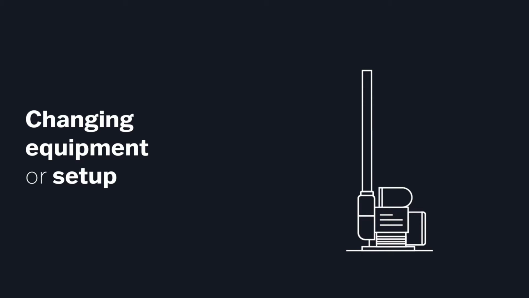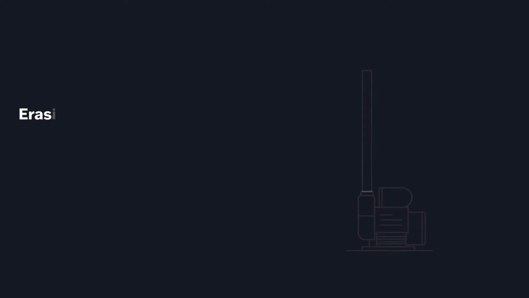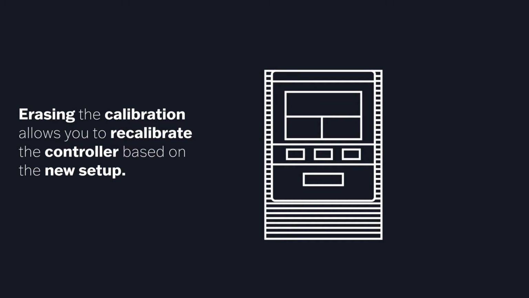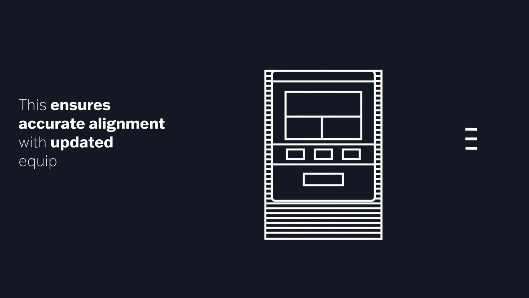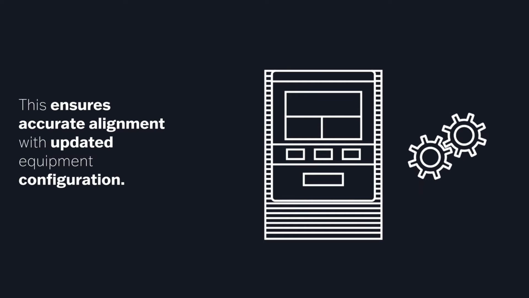Changing equipment or setup. If you have made changes to your pump system, such as replacing the pump or modifying the piping network, erasing the calibration allows you to recalibrate the controller based on the new setup. This ensures accurate alignment with the updated equipment configuration.